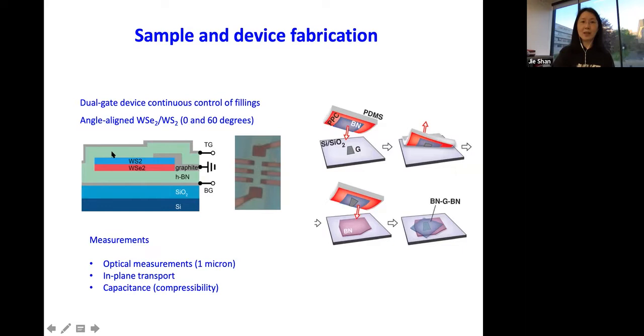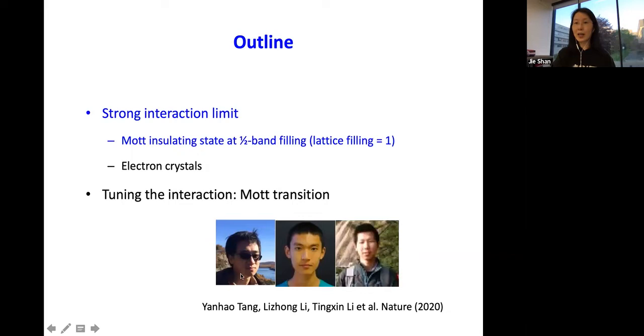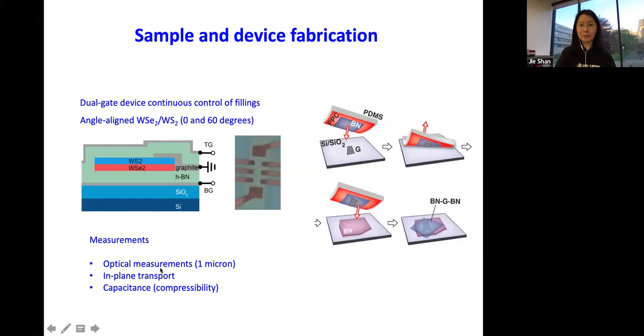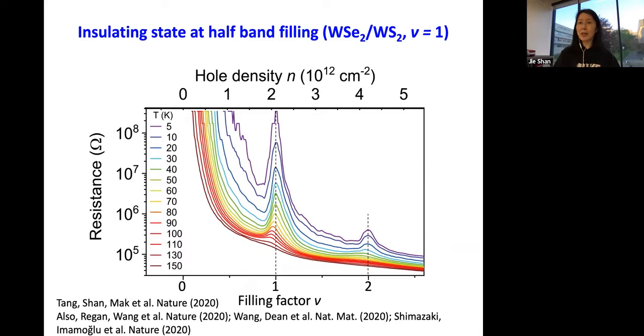And usually the gates are made of few-layer graphite, and the insulator is boron nitride. And we can do optical measurements with a spatial resolution on the order of half to 1 micron. We can look at the in-plane transport, and we can also measure capacitance that corresponds to the electronic compressibility. And this work is led by former postdoc Yanhao Tang, who is a professor at Zhejiang University in China now. So first, let's take a look at the in-plane transport properties.